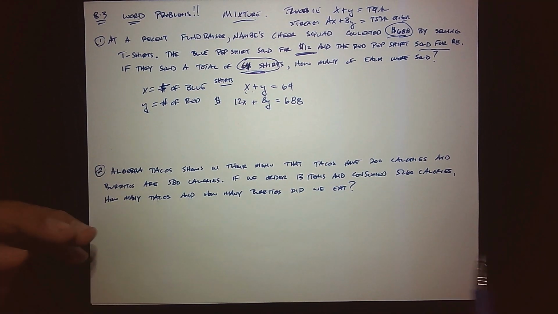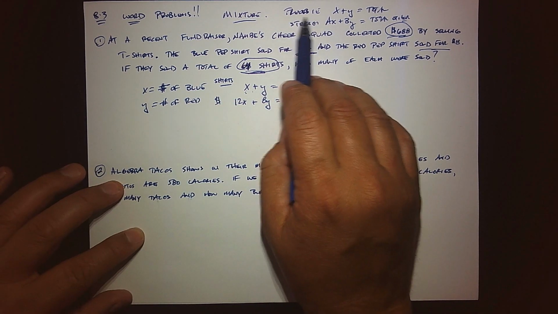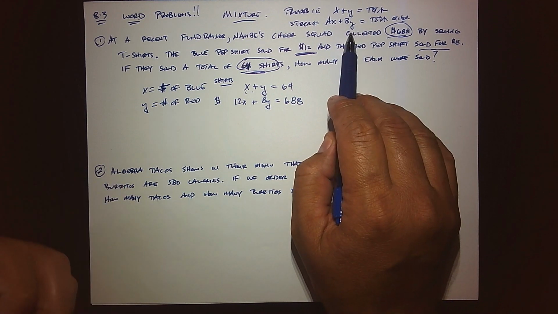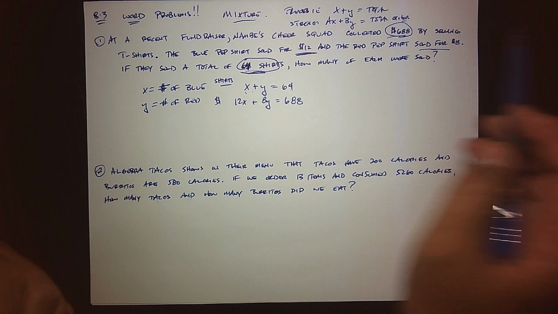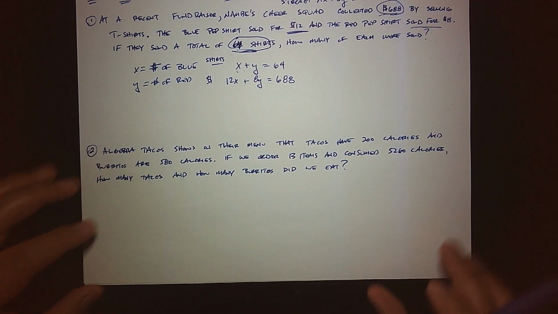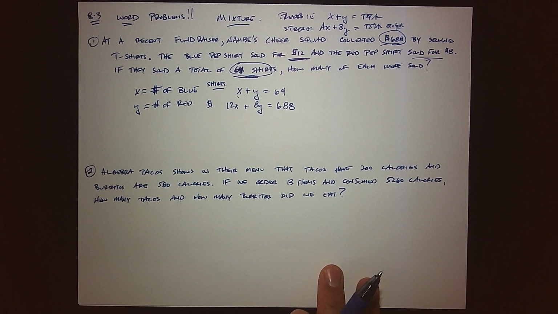So hopefully you're seeing again that idea that one of our equations is free, and the other one deals with strengths. How strong is X, how strong is Y, set it equal to another total. So in the next word problem, we're going to playfully talk about algebra tacos. They show on their menu that tacos are 200 calories and burritos are 580. If we order 13 items and consume 5,260 calories, how many tacos and how many burritos did we get?